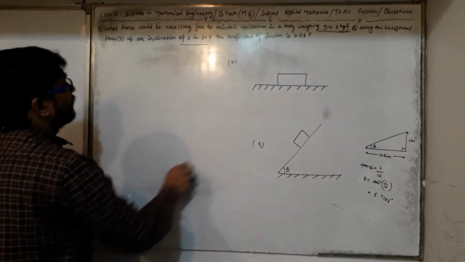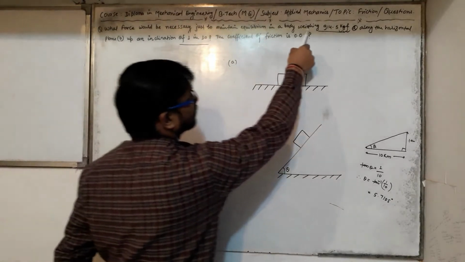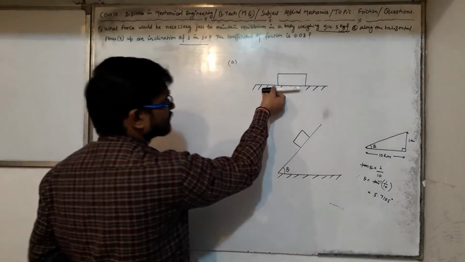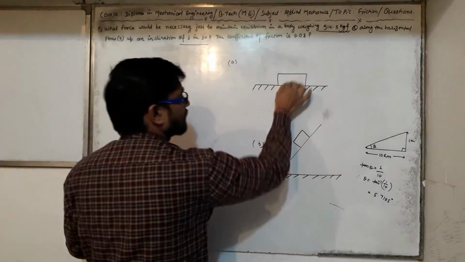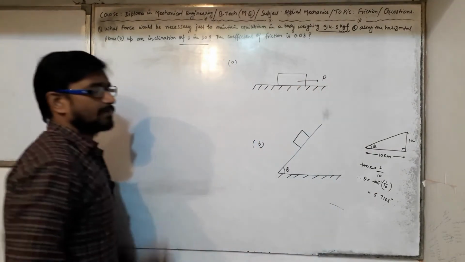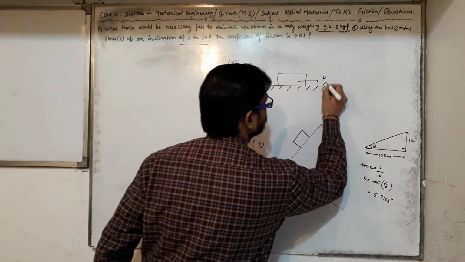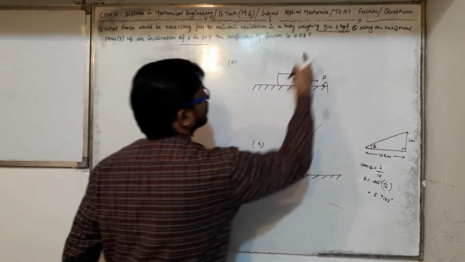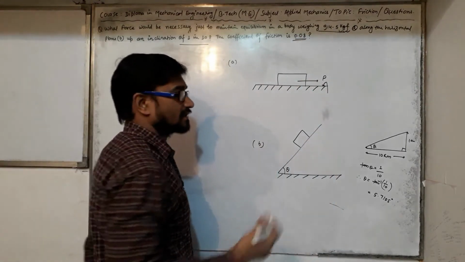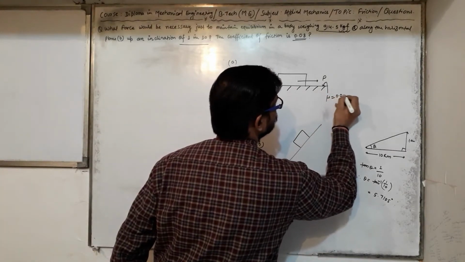The question is saying what force would be necessary just to maintain equilibrium in a body weighing this along the horizontal plane. Let us say this is the horizontal plane and the body is kept here. So how much force is required? Let P be the force applied to maintain equilibrium. The coefficient of friction between the surface and the body is given as 0.08. It means the surface is not frictionless. The surface has friction whose value is 0.08.